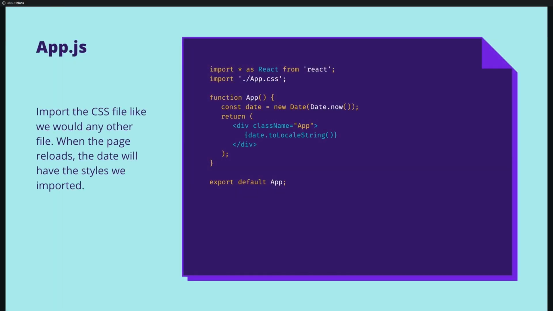Now we've written a CSS file, and we've given the tag a class name. But in order to tie the two together, we need to import the CSS file so the JSX has a place to look for the class we provided. We can import the CSS file like we would any other file. When the page reloads, the App.js file will load the classes inside the CSS file, and the date will have the correct classes attached. As you can see, it's very easy to create styles this way.